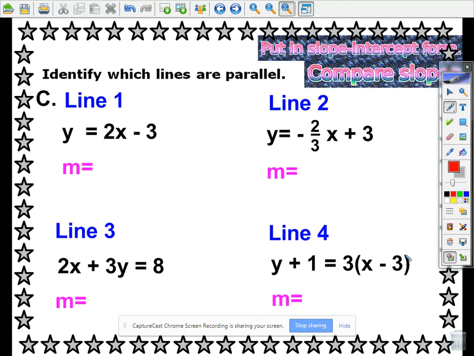Okay, so we have C and D. I want you to pause the video right now. Let you guys try C and D, find the slopes of each one, and then identify which ones are parallel. Then we'll come back and we'll check if your answers are correct.